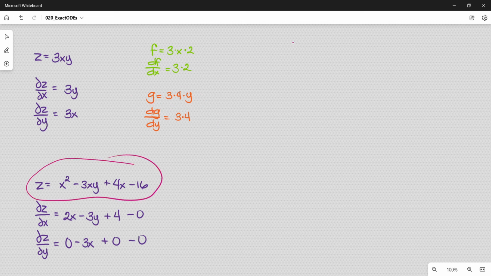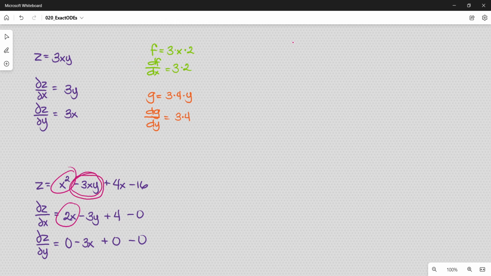Kunin natin yung partial derivative nito with respect to x. So, yung partial derivative nito, yung with respect to x, equal lang din sa derivative niya with respect to x. So, 2x. Ang derivative nito while holding y constant is negative 3y. Ang derivative nito while holding y constant is 4. And ang derivative nito is 0 since constant siya. And ang derivative ng constant is 0. Okay? So, nakuha na natin yung partial derivative niya with respect to x.